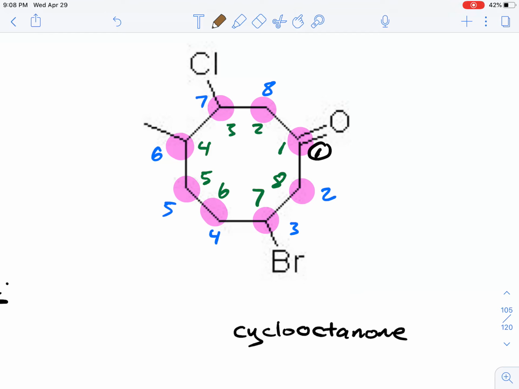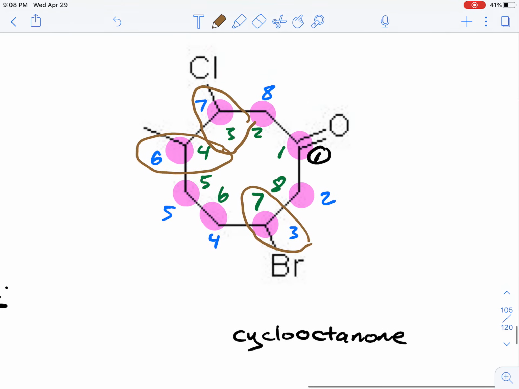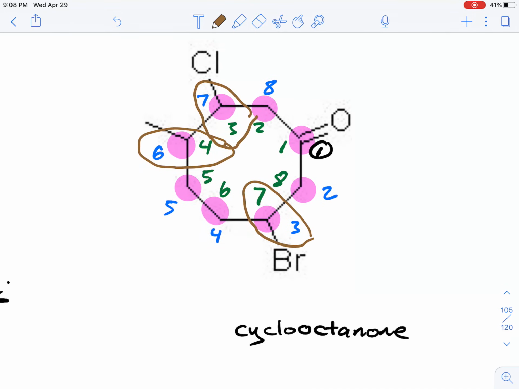So first, I'm going to go ahead and look at the bromine. So here I have 3 and 7. And so here I have 4 and 6. And so here I have 3 and 7 as well. And so notice that they're all different. Well, actually, there's 1 point of difference. So let me just go ahead and list it out.